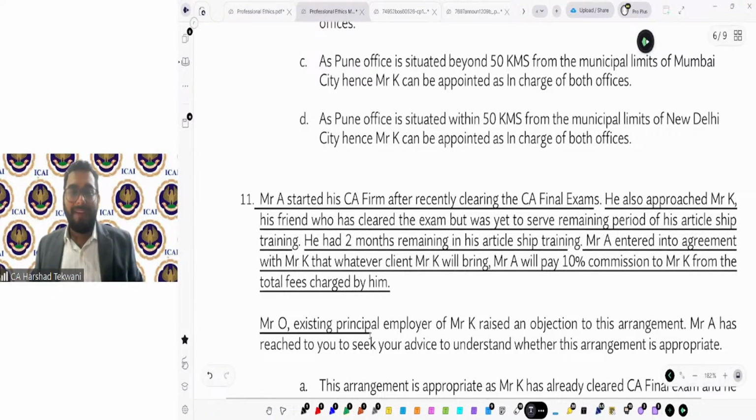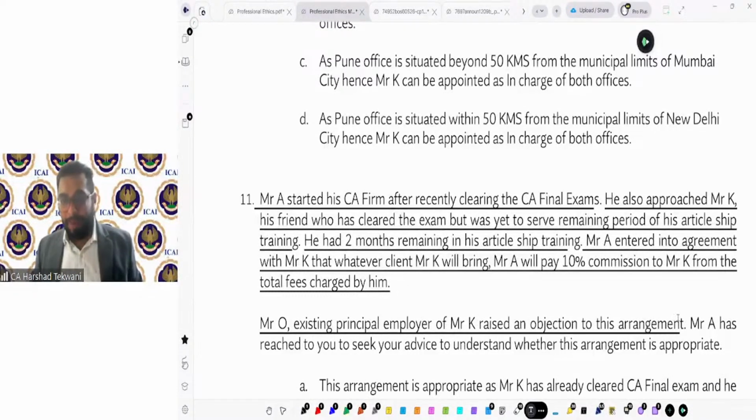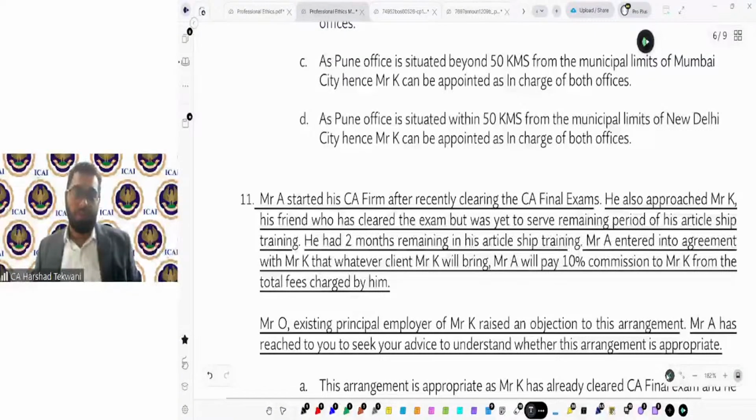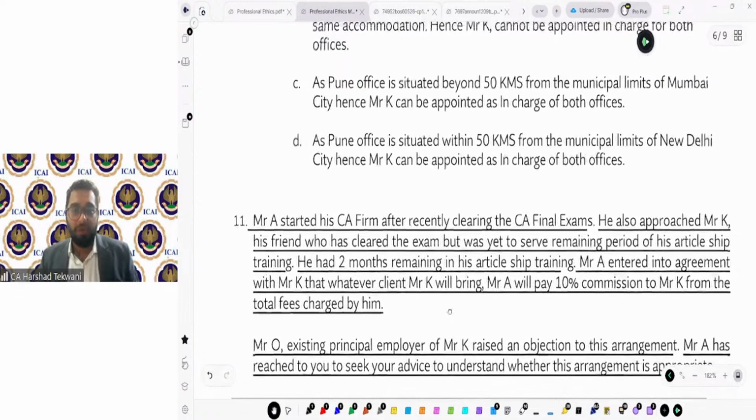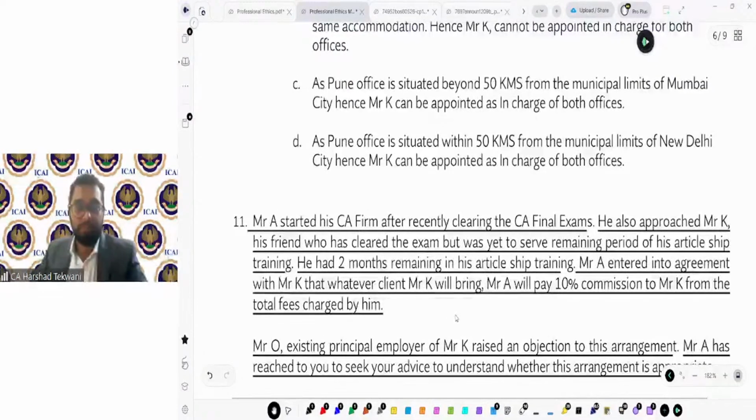Okay, Mr. O, the existing principal employer of Mr. K, raised an objection to this arrangement. Mr. K has reached out to you to seek your advice and understand whether this arrangement is appropriate or not. So you tell me whether this arrangement is appropriate or is there any issue? Come on, guys. Is this arrangement appropriate?